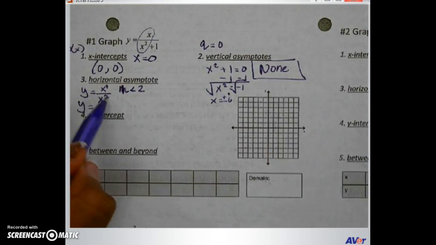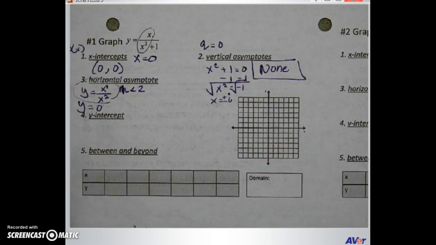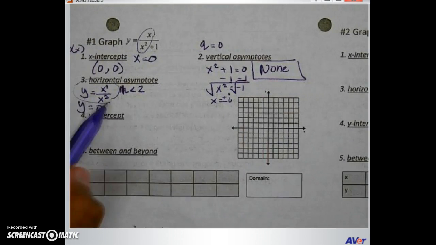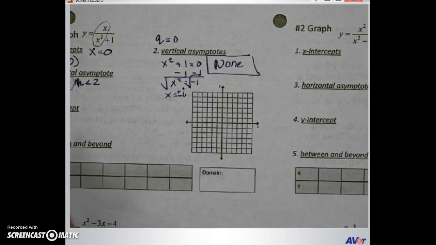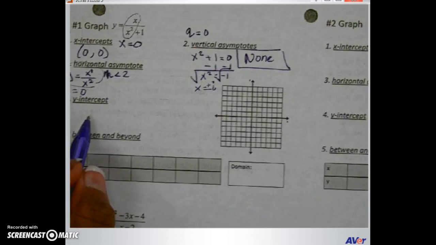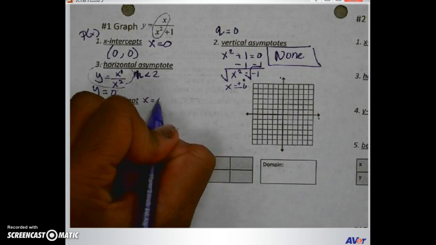So if I just set this up as a division, I know x squared does not fit in there. It fits in there 0 times. It's like asking how many times does 5 fit into 1. It doesn't. It's 0 times some decimal points, but we only want the whole number. So y equals 0. What's next? The y-intercept. And we know that the y-intercept happens when x equals 0.